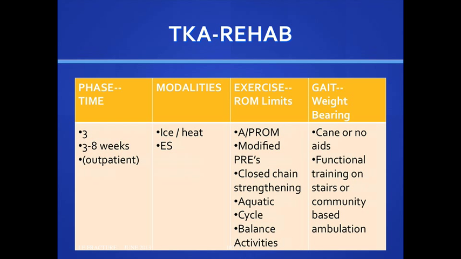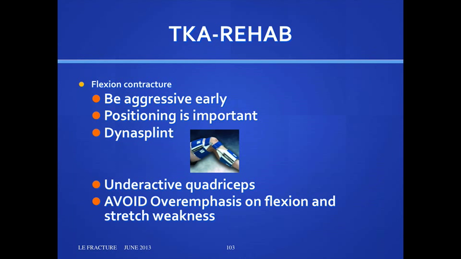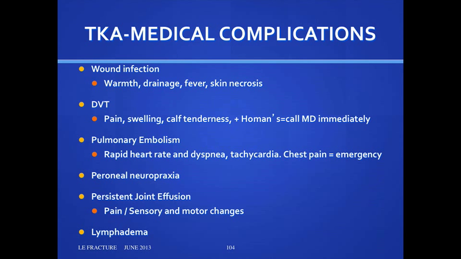Patients are discharged rapidly from the hospital and usually placed on subacute or home care. Again, with flexion contractures, be aggressive. Early positioning is important to maintain extension. Be aware of underactive quadriceps and avoid overemphasis on flexion and stretch weakness. Medical complications, as I mentioned: wound infection, DVT, pulmonary embolism, peroneal neuropraxia, persistent joint effusion, and lymphedema.